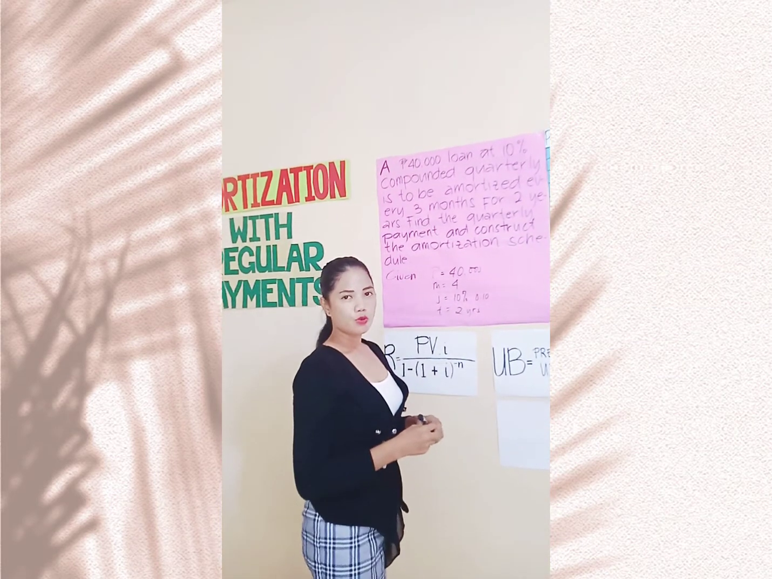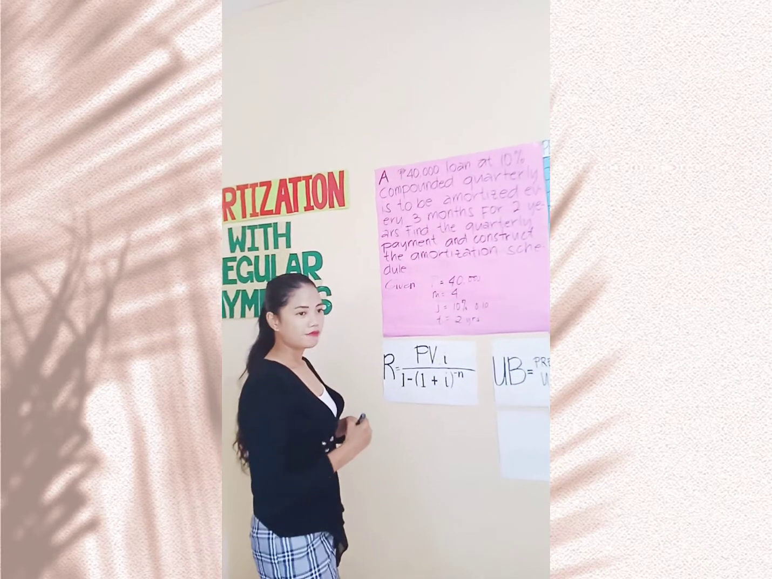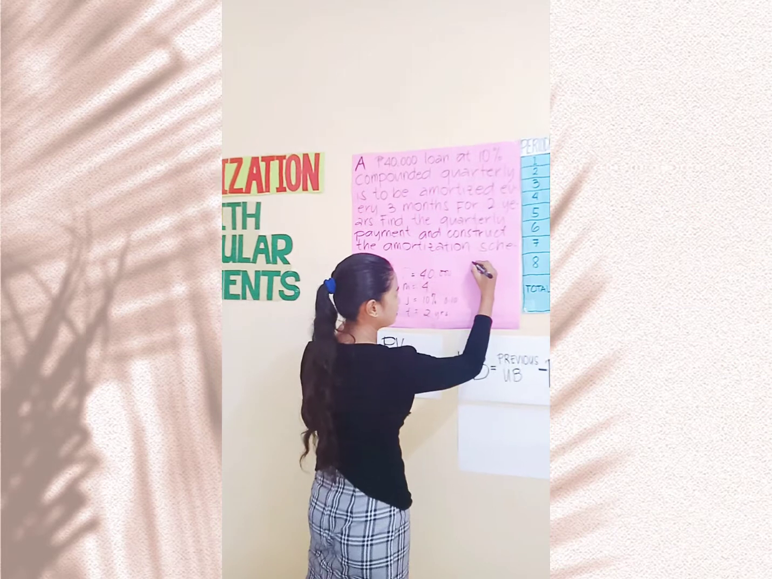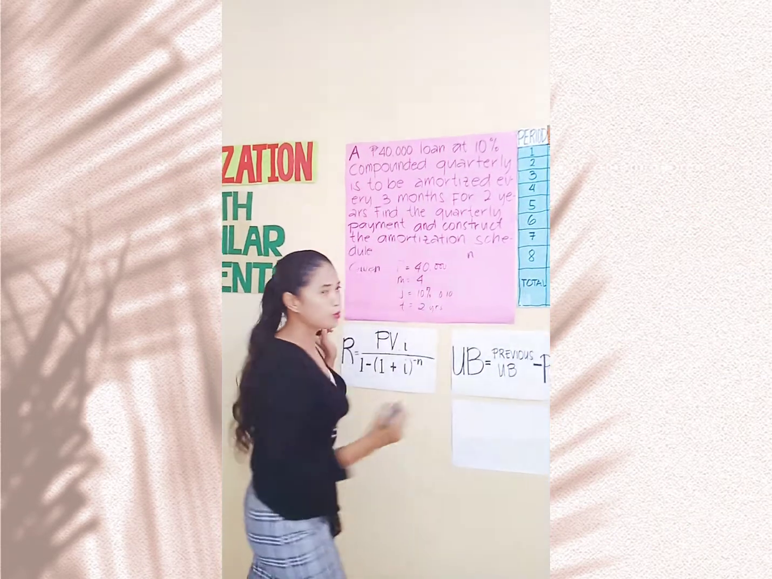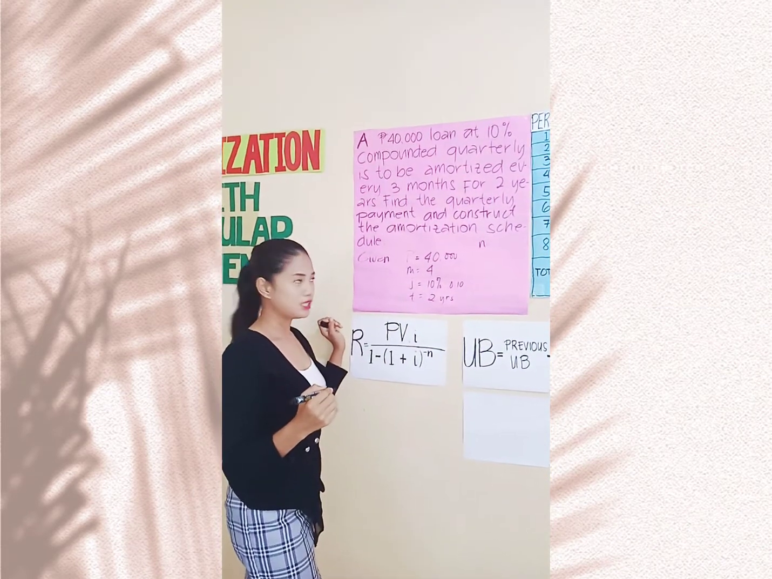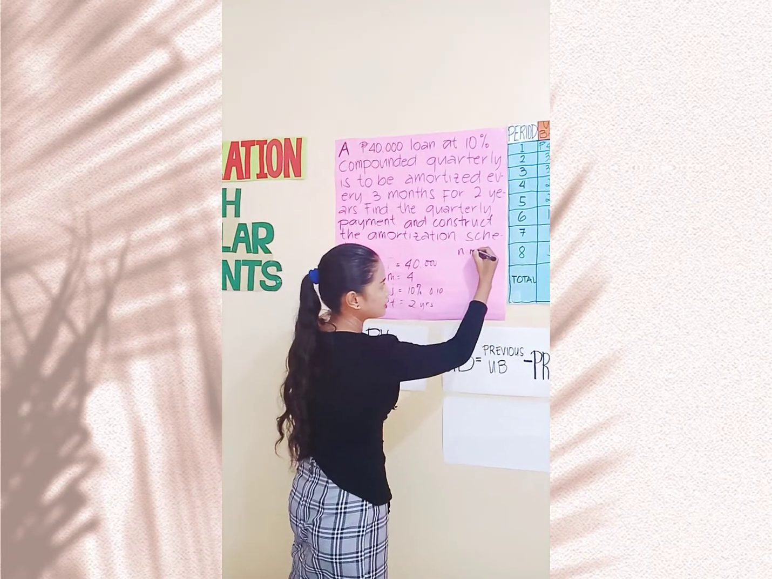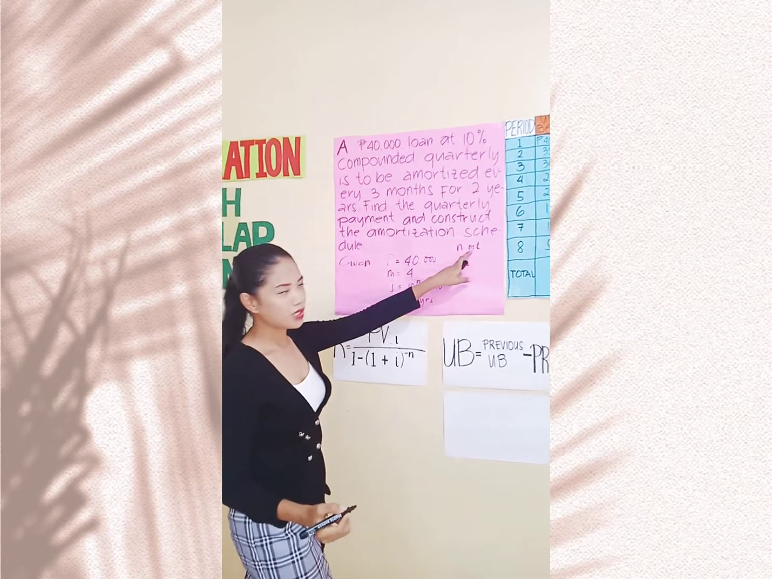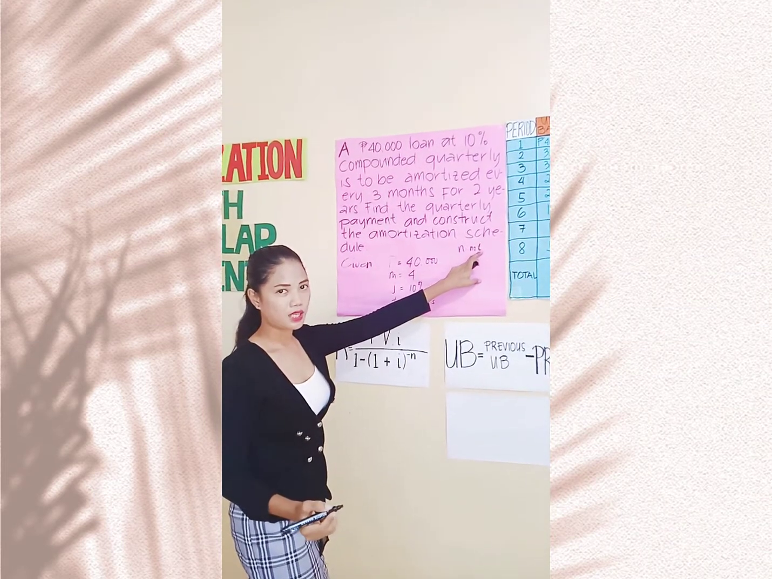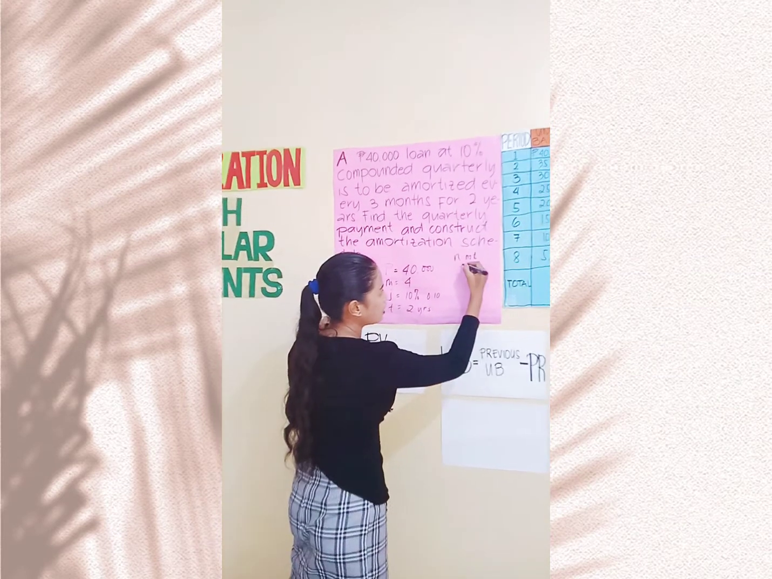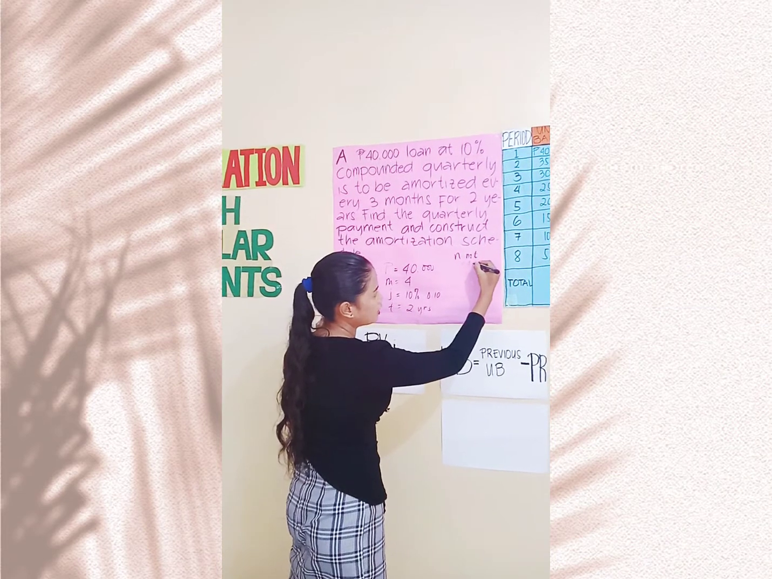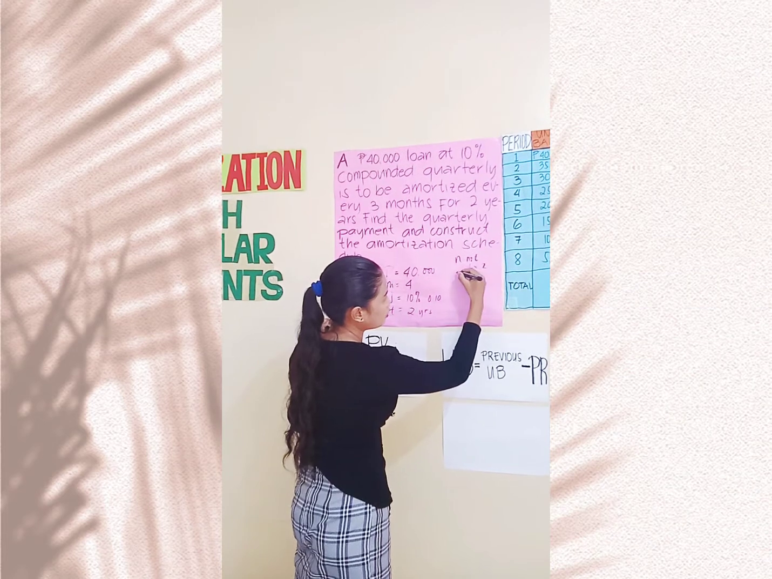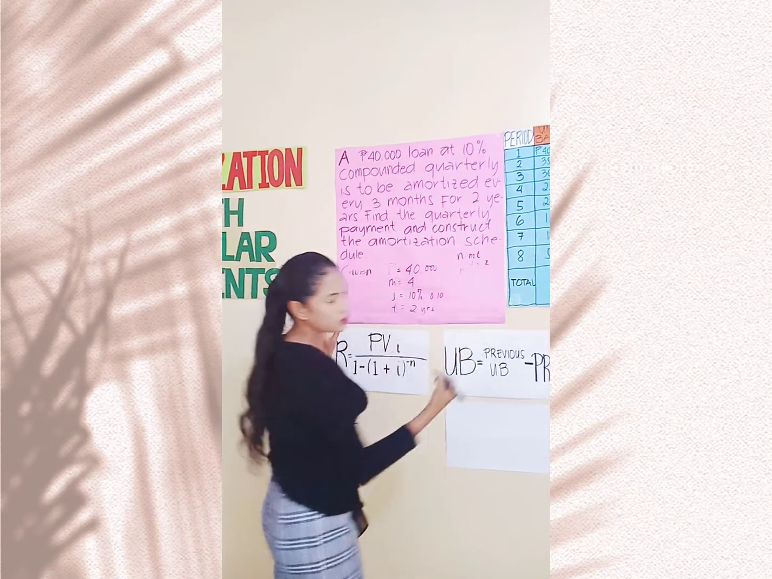So the first thing we do is find the N, or the number of periods. The formula for finding N is M times time, the conversion period multiplied by the time. So N is equal to M, 4, times time, 2 years. So our N is equal to 8.